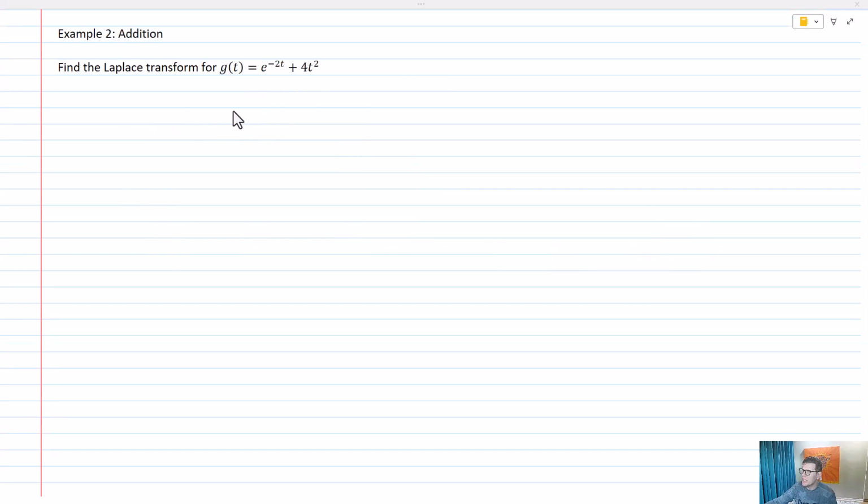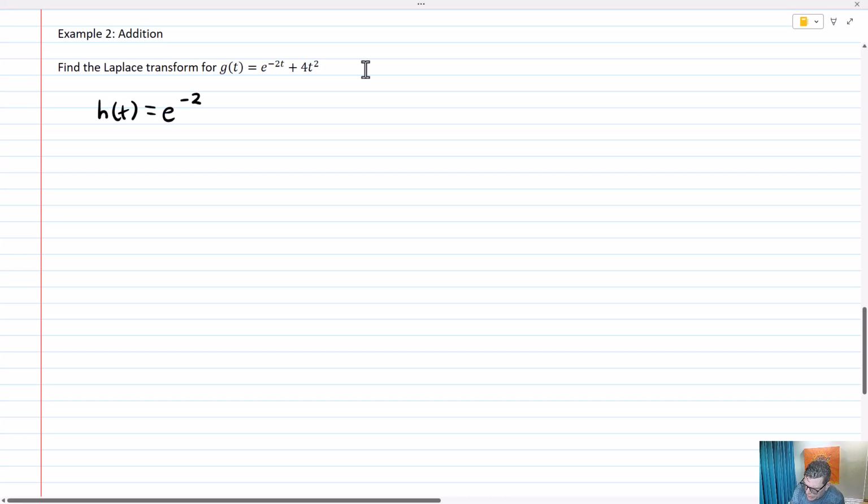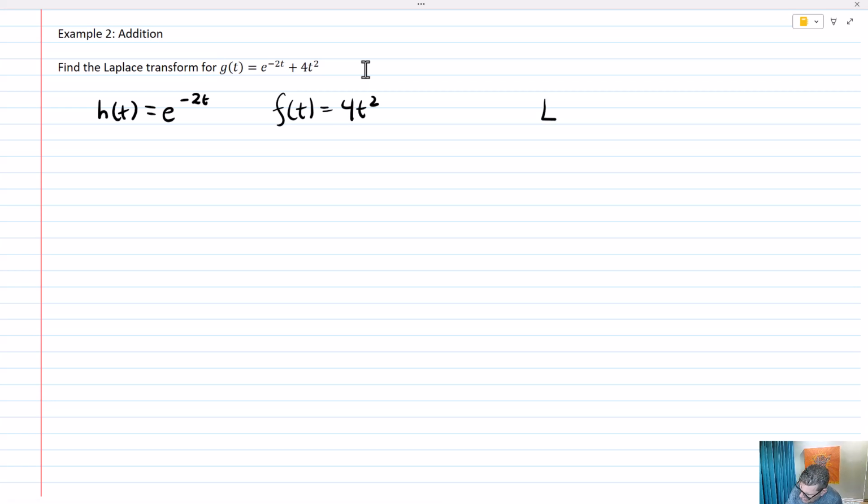Now let's take a look at addition. Let's say, for example, we want to find the Laplace transform for g(t) = e^(-2t) + 4t squared. In this case, we'll have two functions. We're going to have h(t) equal to e^(-2t), and f(t) equal to 4t squared.